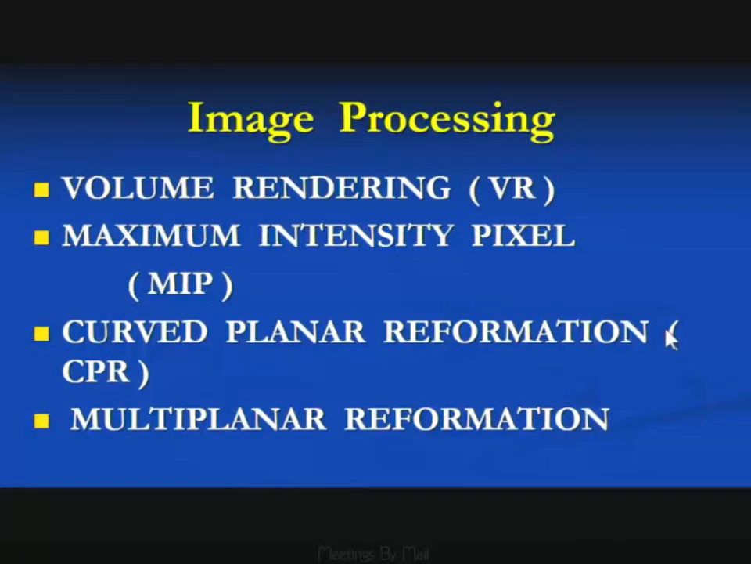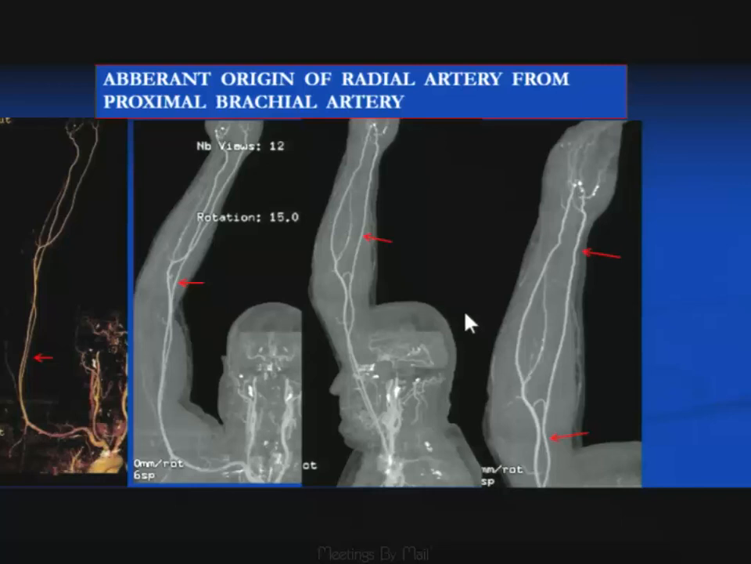So the processing is fairly straightforward. It's a standard volume-rendered MIP. Curved planar reformations are also used, and then multiplanar as necessary. So this just shows you briefly, again, a volume-rendered display, and then a MIP display, which you can obviously rotate at your workstation to get the appropriate projection, and then all the way down, again, to the wrist, into the palmar arches and the common digital vessels.